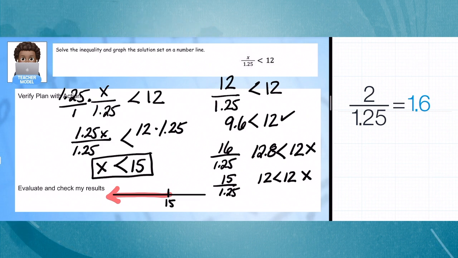X is any number less than 15, but it cannot be equal to 15. So I'm going to put an open circle. And that is how we graph an inequality, to show that we want all the numbers that are less than 15. And I can check that it's right because I want X to be every single number that is to the left side of 15. All right, hit pause so you can jot this one down into your notes.